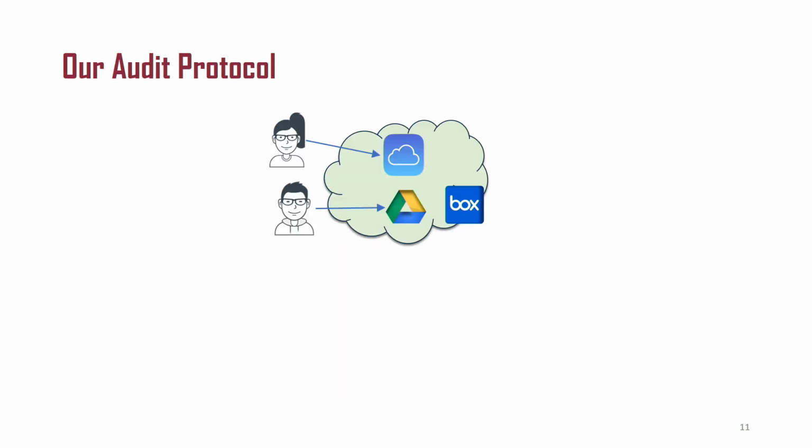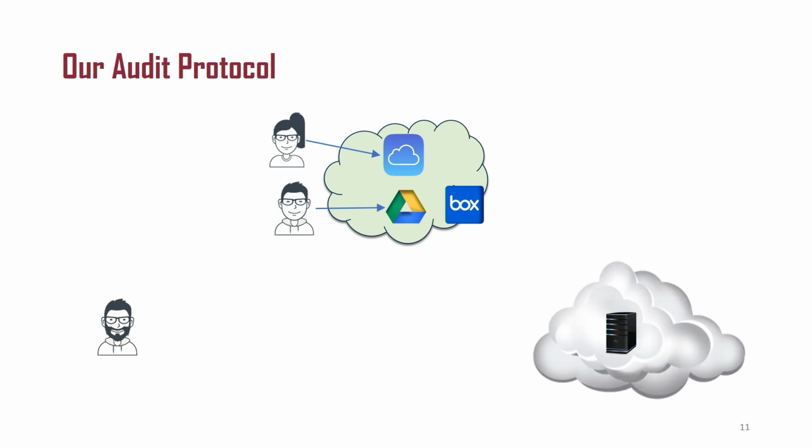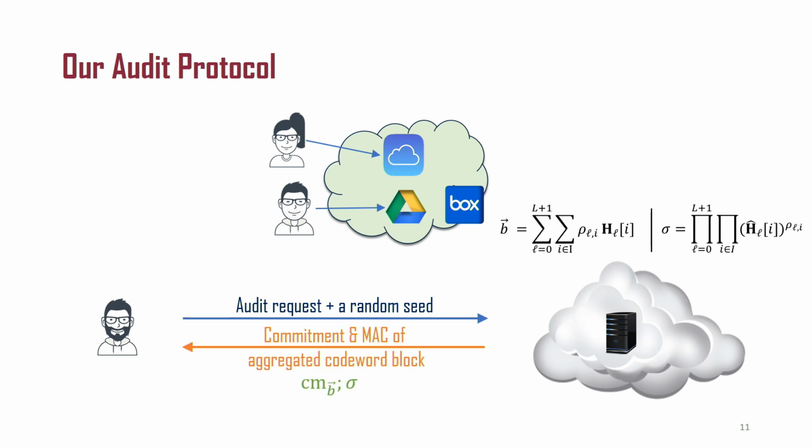So for our audit protocol, suppose that a user stores his database on a cloud server and would like to perform an audit. The client starts by sending an audit request and a random seed to the server. Then the server returns back to the client the commitment and mark of the aggregated code word block. The client, with secret key alpha, can compute the mark from the commitment of the aggregated code word and compare it with the aggregated marks that they received from the server. If they are equal, it means the commitments of data blocks are correct.